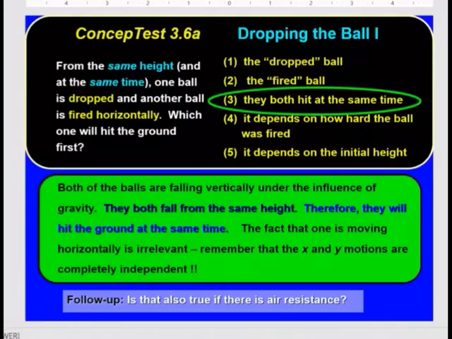Okay, so they both start with the same initial y velocity, 0. Because you drop one, you fire the other one horizontally. Horizontal means no y velocity. They start with the same initial y velocity. They start at the same height. They have the same acceleration in the y direction. All three of those things are the same for both of them. If all three of those things are the same, t has got to be the same too.